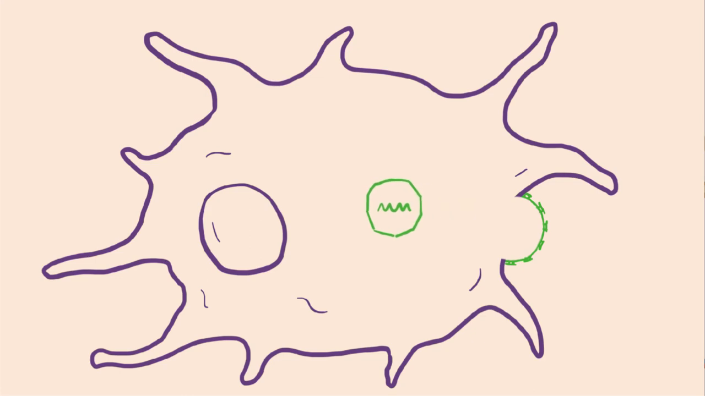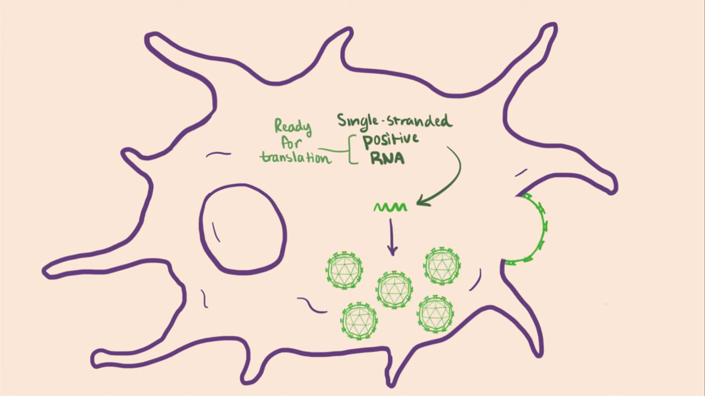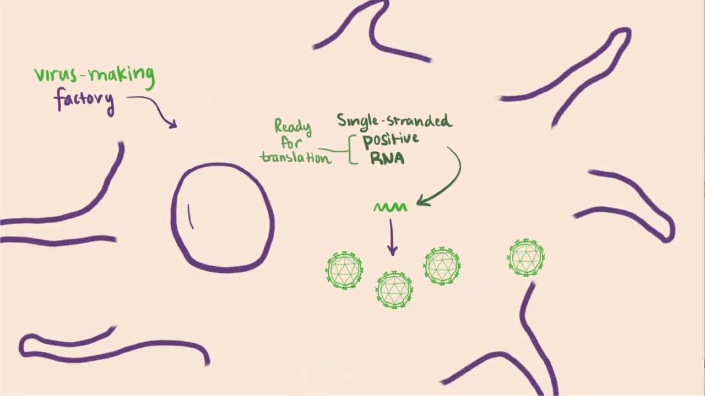Now, we still don't know everything about the Zika virus infection, but we do know that when it enters the cell, it injects a single-stranded positive RNA strand. Positive means that this piece of RNA is a lot like our own mRNA. It's basically ready to rock and get translated into proteins. The virus's genome is translated by our own cellular machinery into more viruses. Eventually, those cells-turned virus-making factories die, which actually ends up releasing more viruses to infect more cells.